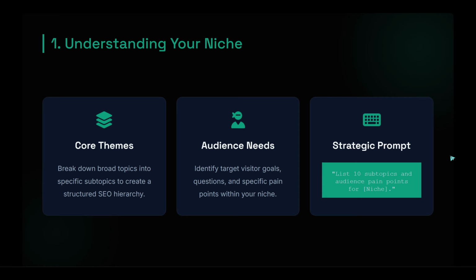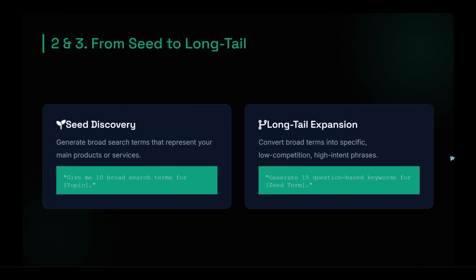Next, turn that understanding into seed keywords. These are the simple, foundational terms people might type when they first explore your topic. Use ChatGPT to generate broad product, service, and concept terms that reflect your niche without getting too specific.